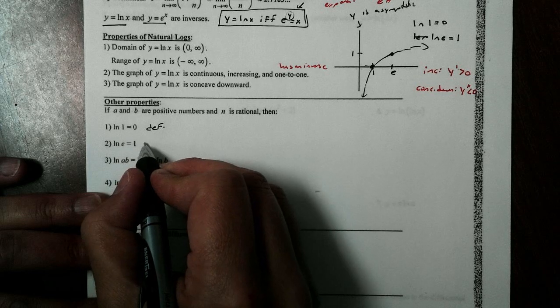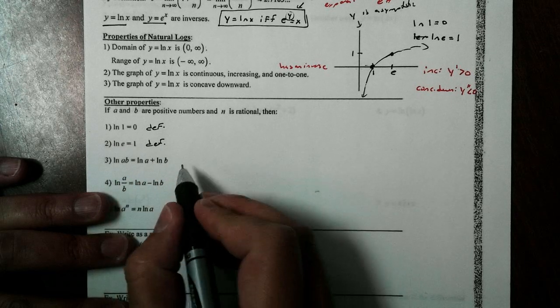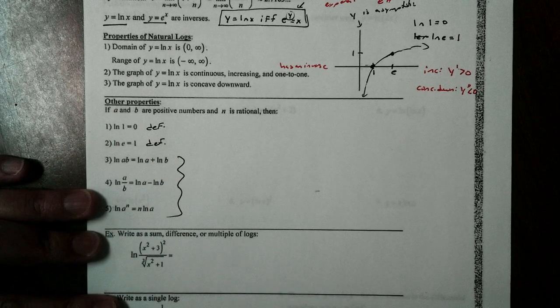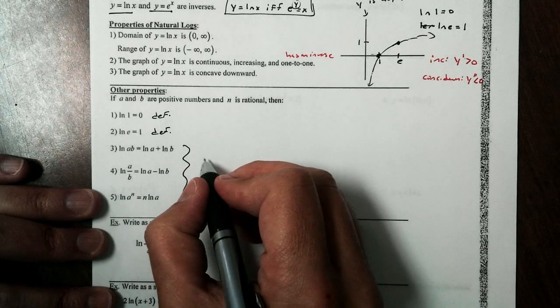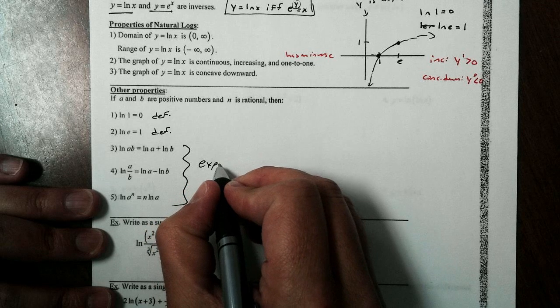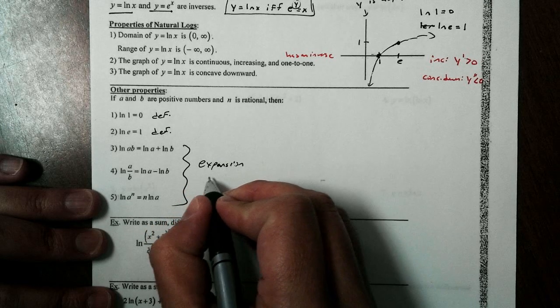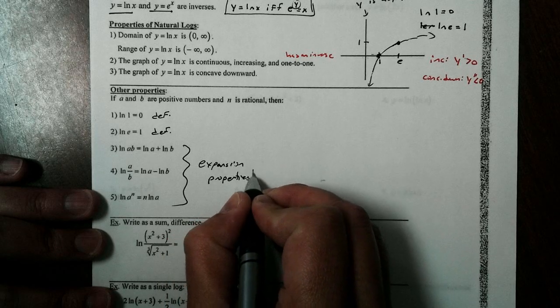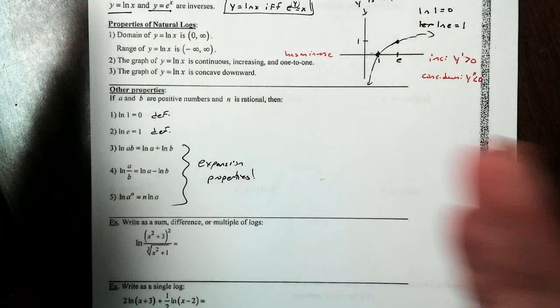They just cancel each other out. That's just a definition. Now the last three are our properties. These are our main properties that we use. And these are what we call the expansion properties. You might remember these from last year. The expansion properties just basically allow us to take a logarithm and expand it.